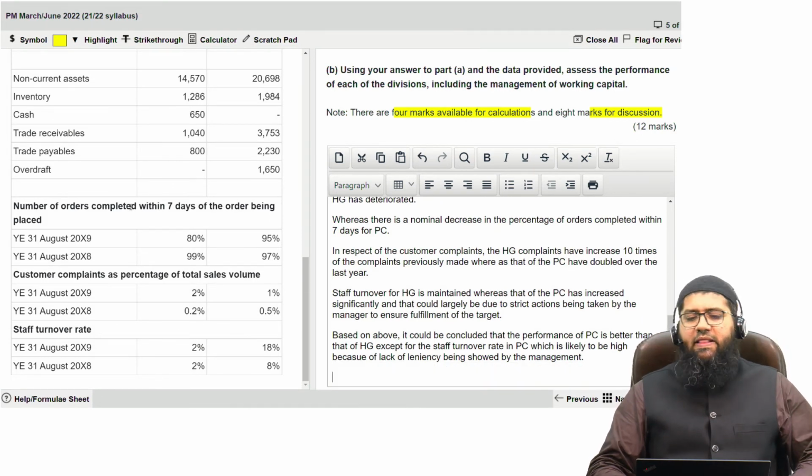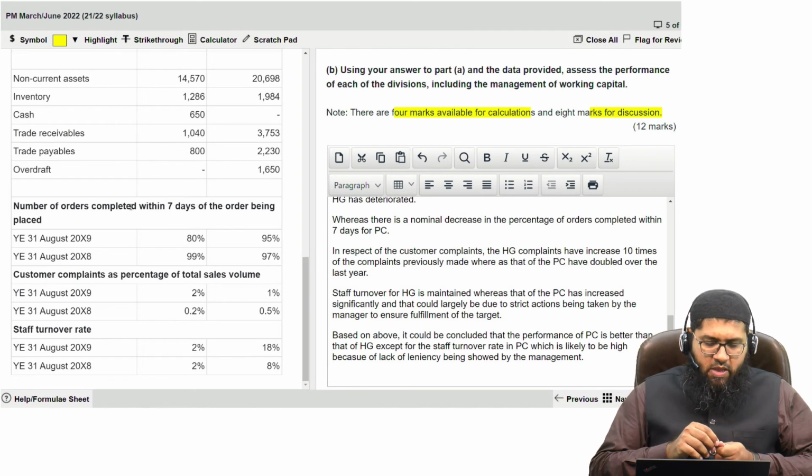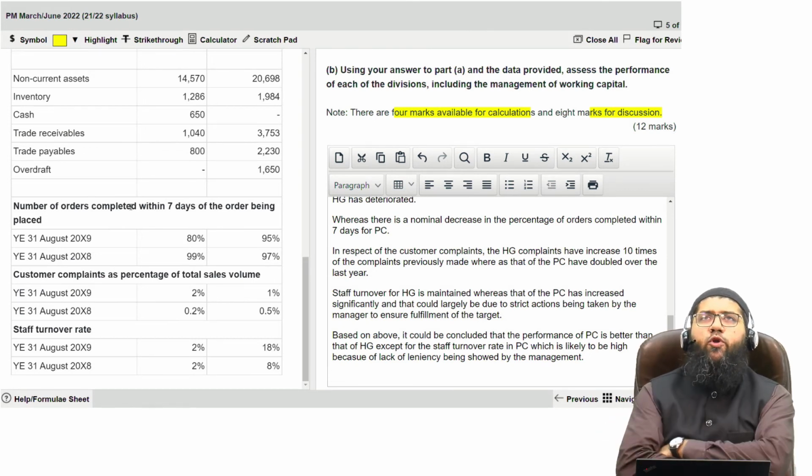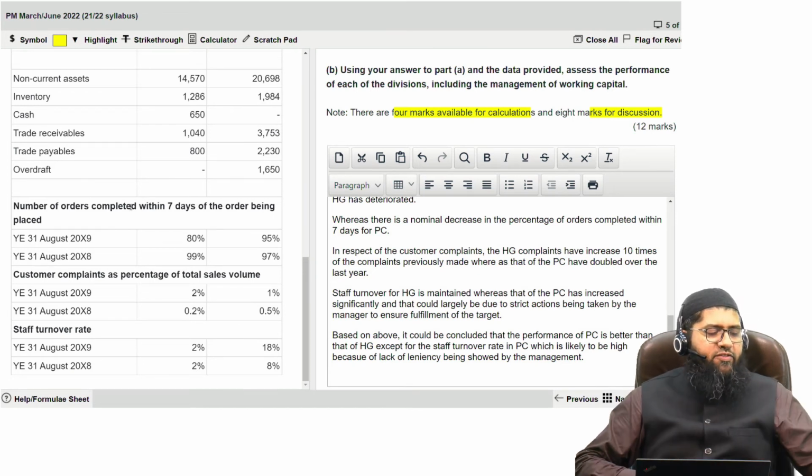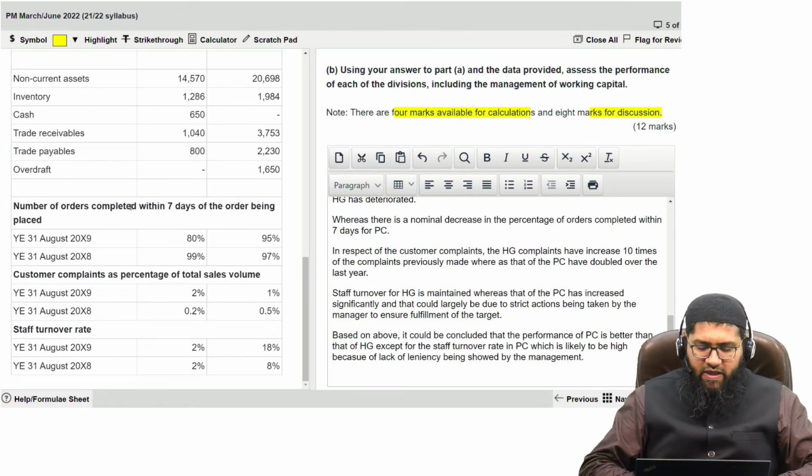So it is apparent the management is strict, and the strict management is forcing the employees from PC to leave. But at the same time, that strict management is ensuring that the results are produced.